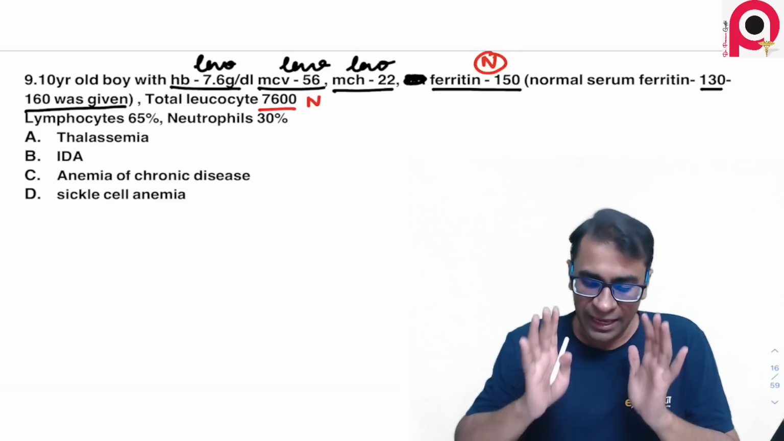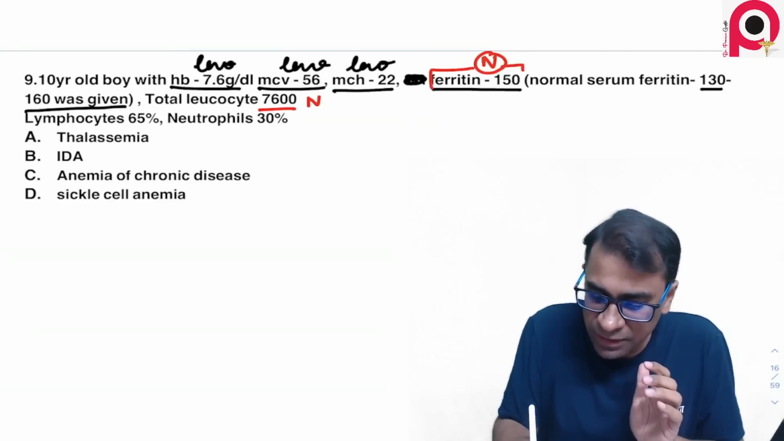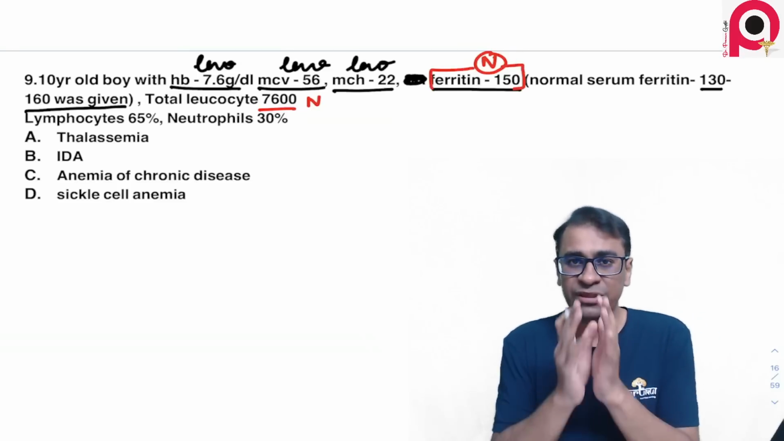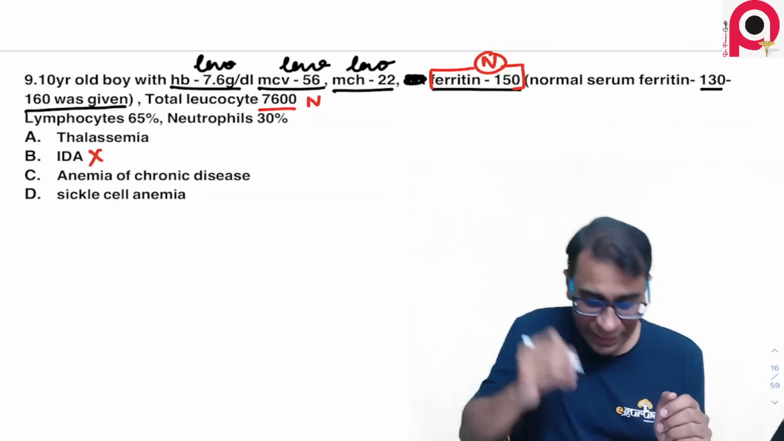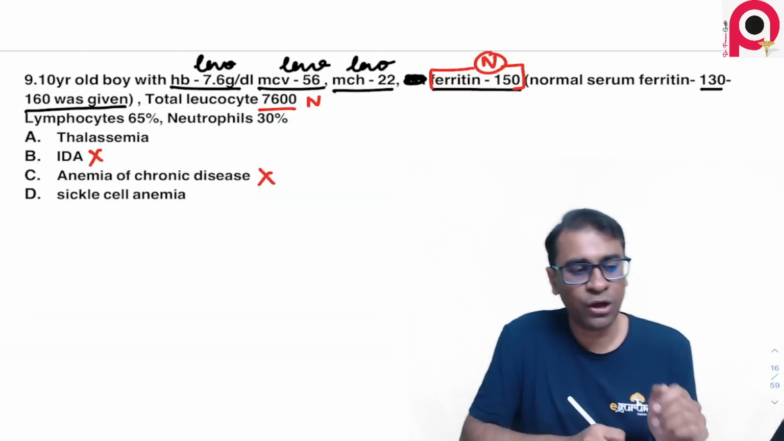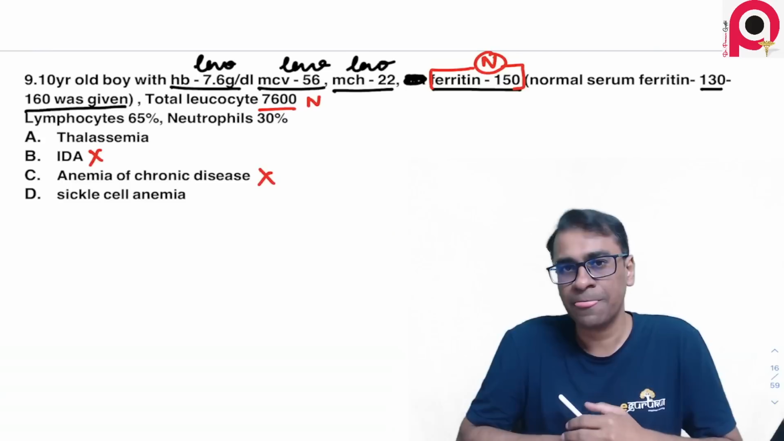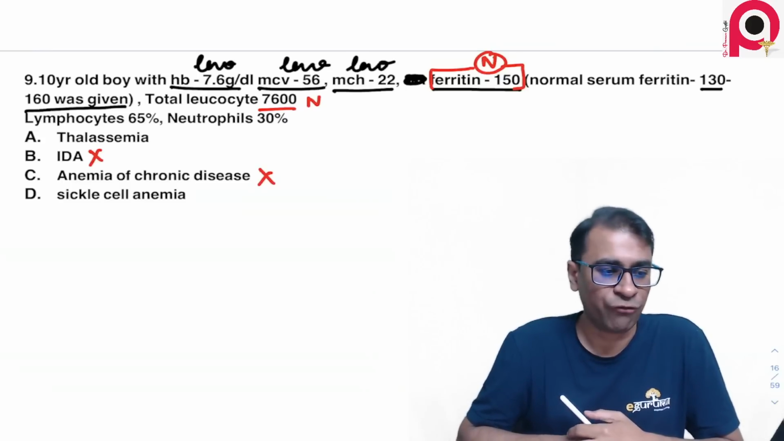So देखो, if you say the ferritin is normal, please समझो. Let me explain this question again. When the ferritin is normal, it cannot be iron deficiency anemia. It cannot be a case of anemia of chronic disease. Okay, ferritin was given as 140.